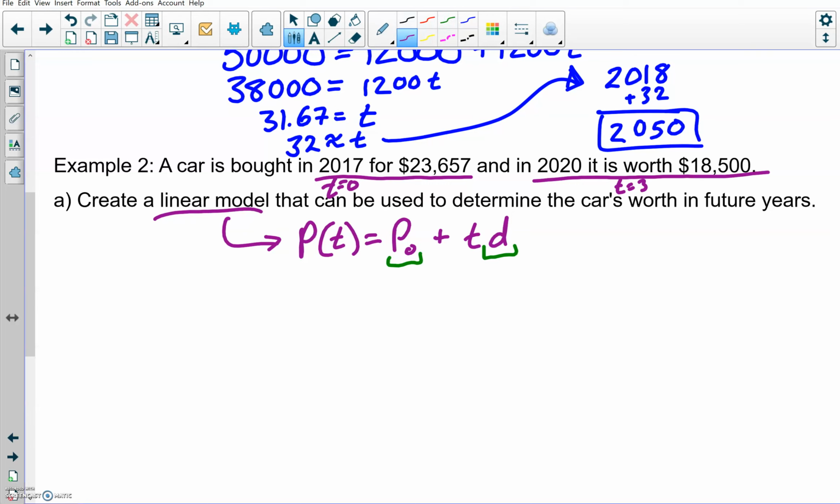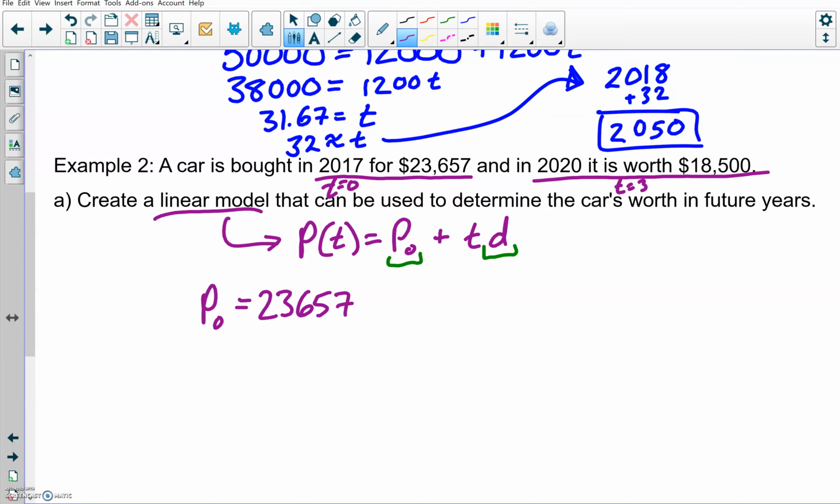and the d. So P naught in this case would just be equal to 23,657. It's the starting amount. It's what the car was worth, or what you spent when you bought it, the starting amount.